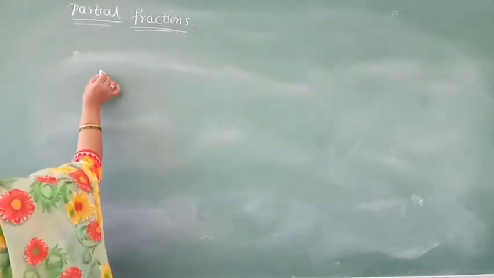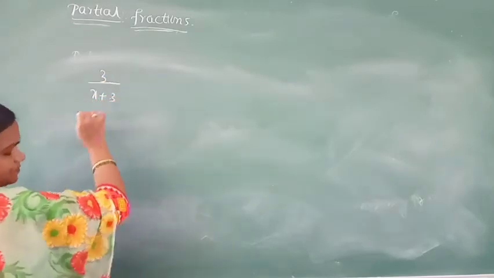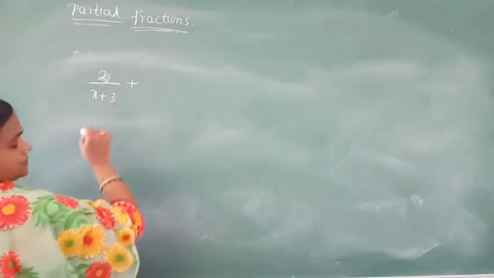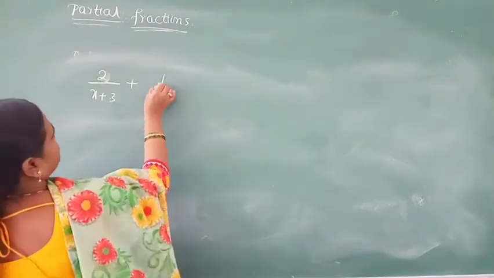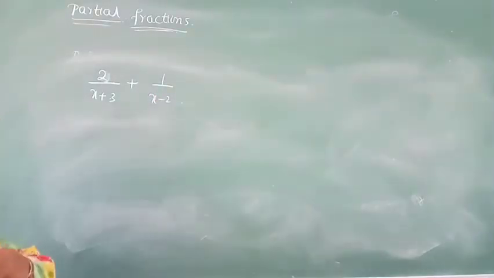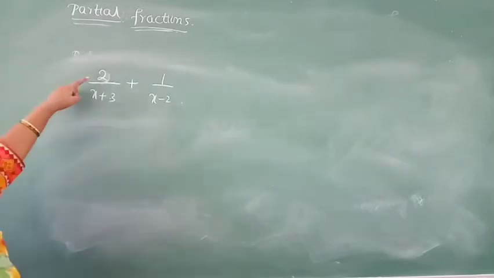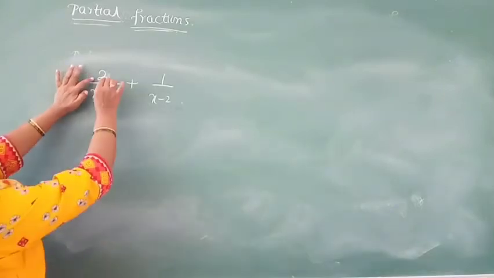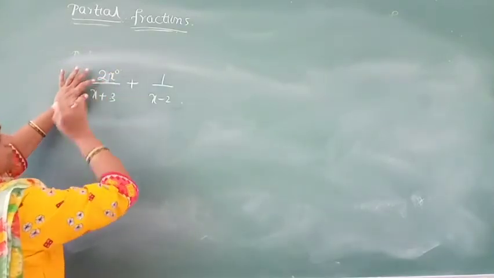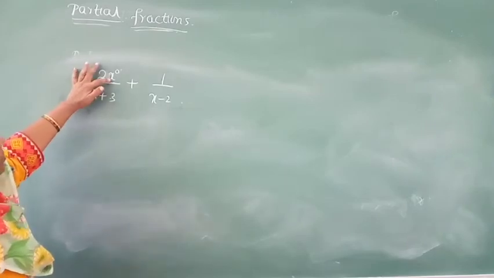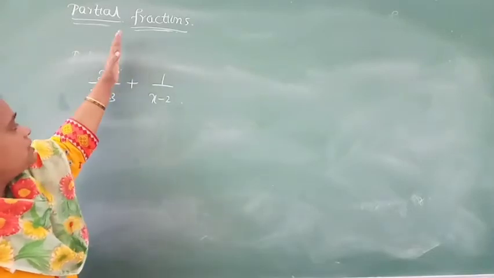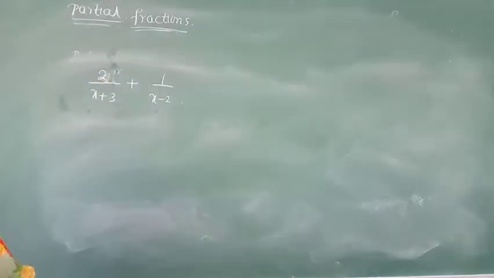The example is 2 by x plus 3 plus 1 by x minus 2. Just concentrate on this rational fraction and this rational fraction. Here, the degree of the numerator: see, here x is not there, which means it is x to the power 0. Correct? Here the degree of the numerator is less than the denominator. Here also, the degree of the numerator is less than the denominator. So these two are proper fractions, and their sum is given.